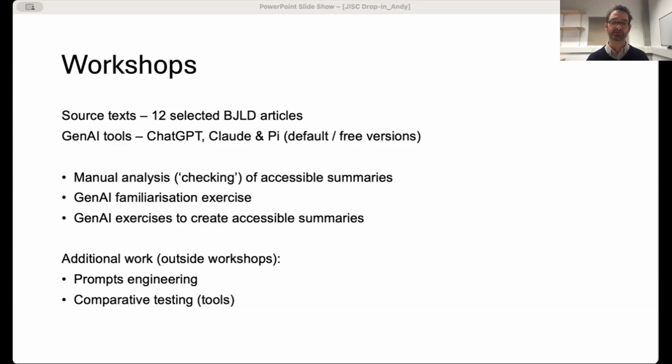Katie and I did some additional work outside of the workshops, supporting the structure of the workshops, exploring different prompts and sequences, etc., but also doing some comparative testing between the different tools.